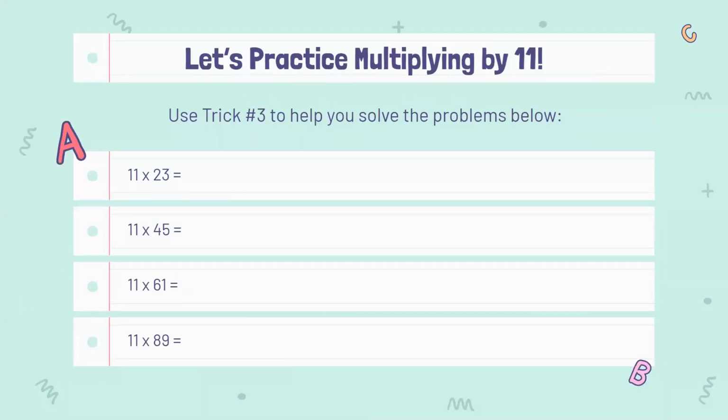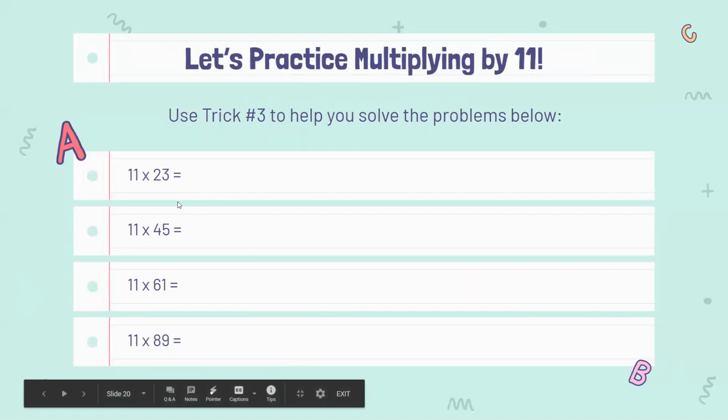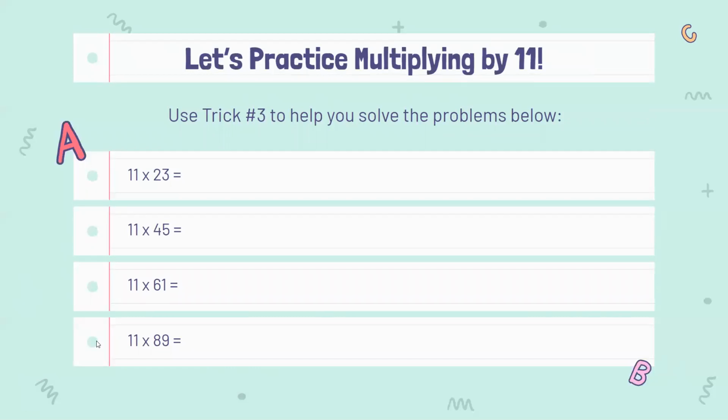Let's practice multiplying by 11. And again, I'll take you through the first problem, but the remaining 3 problems you can always do on your own by referring to this slideshow on the website.